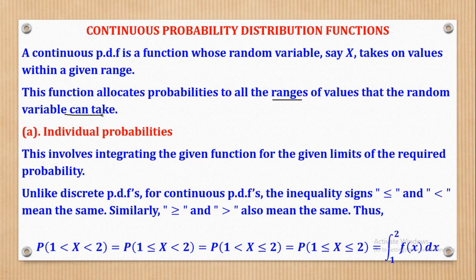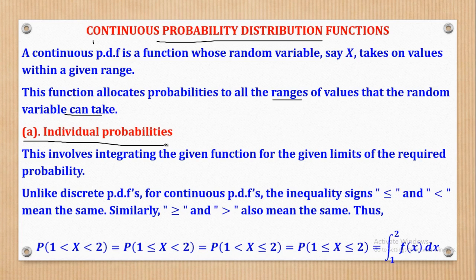Remember, there are two types of PDF: discrete and continuous. Discrete takes on integers, whole numbers, but continuous takes on any number, as it can be a decimal. If it's a decimal, then it's under continuous PDF. But discrete is entirely whole numbers. For example, probability of x equal to 1, x equal to 2, but here it is an inequality.